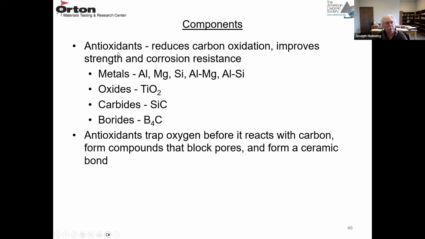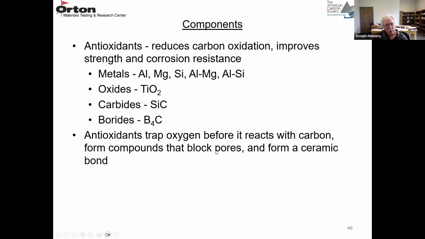The antioxidants are there to reduce carbon oxidation. They improve strength and they improve corrosion resistance. So these are typical antioxidation agents: aluminum, magnesium, silicon, and then an alloy aluminum magnesium and another alloy aluminum silicon. TiO2 can also be used, silicon carbide can be used, and boron carbide, B4C. So the whole idea is that it traps the oxygen before it can react with the carbon, prevents carbon from oxidizing, and maintains the composite.